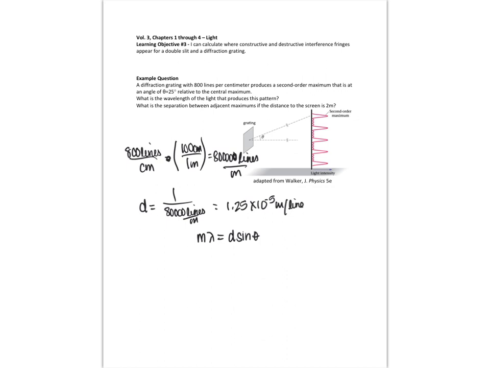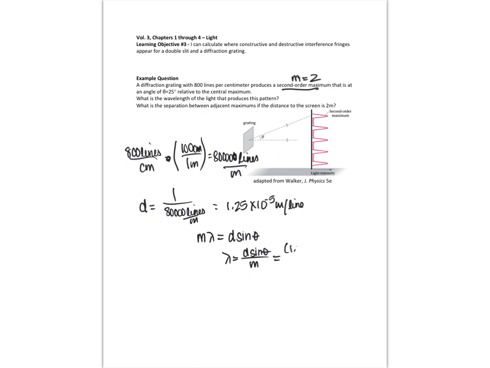So we're told that the second order maximum, that's m equals 2, is found at an angle of 25 degrees relative to the central maximum. So theta is 25. And we're trying to find the wavelength of light that produces this. So we're going to say lambda is d sine theta over m. We're just rearranging that expression.